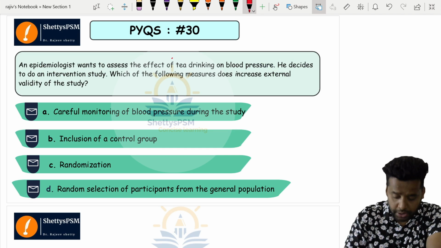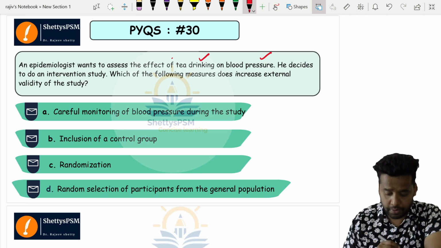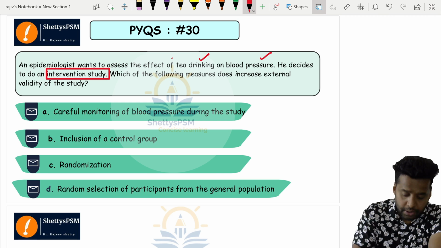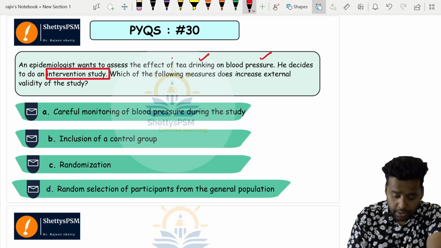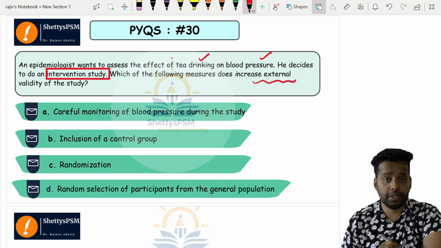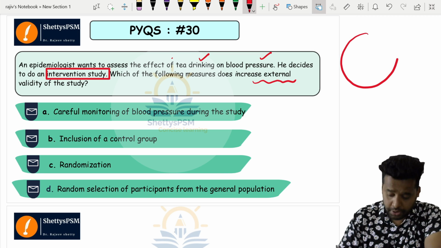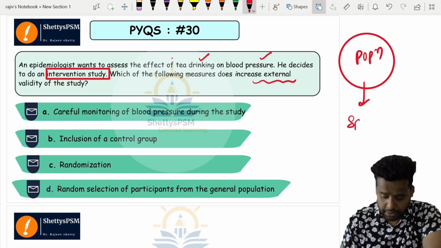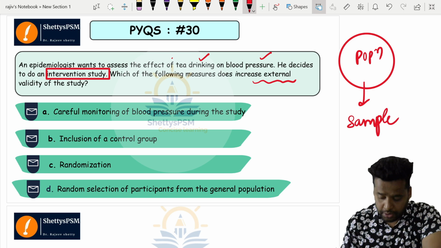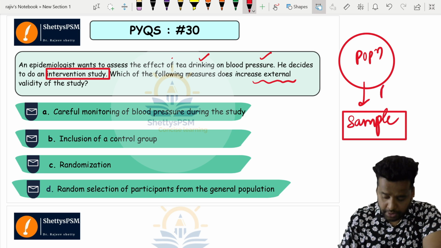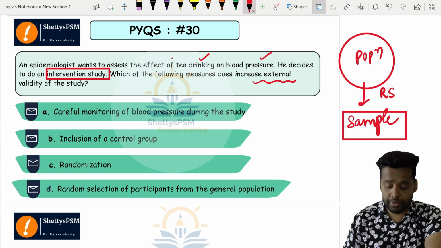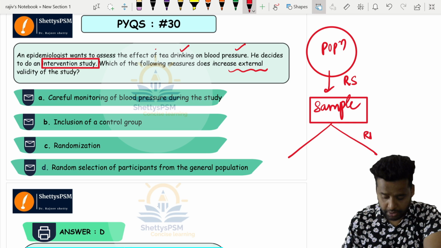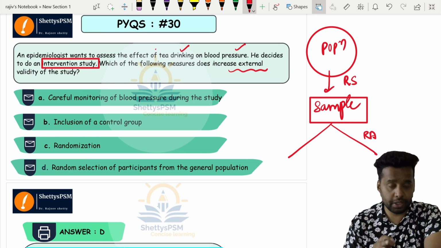Association of tea drinking on blood pressure. They are doing an interventional study. Which of the following will increase external validity of the study? Listen now. Again, I am using the same word, population. Within that, we are selecting the sample. Like the first step, what I am doing is random sampling. After random selection, I am doing random allocation, dividing them into two groups and giving intervention.